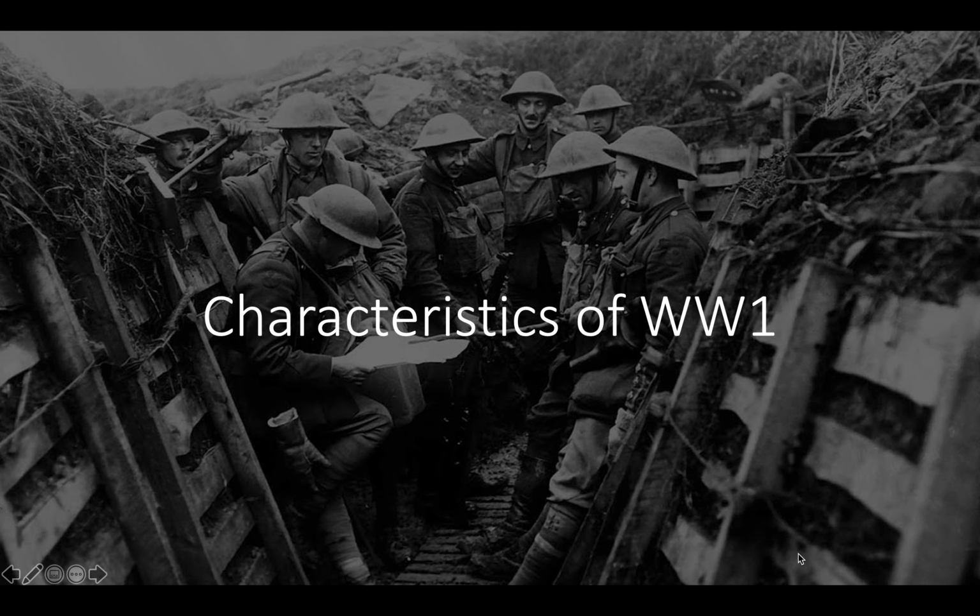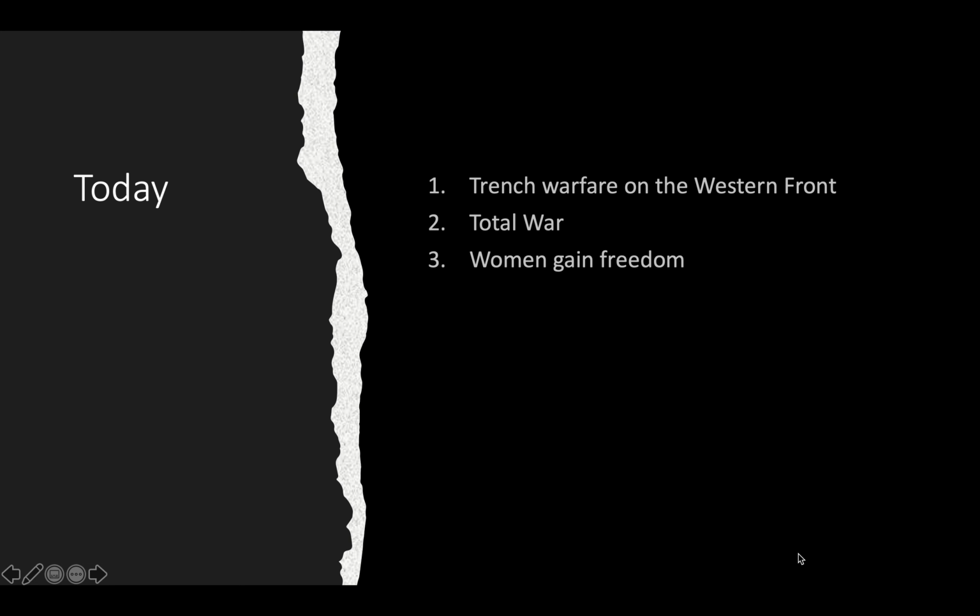All right. So today we're going to look at the characteristics of World War One. Look at three things: trench warfare on the Western Front, total war, and women gain freedom. So you're going to need a pen and paper for this, so make sure you have one. Pause video if necessary. Got a pen and paper?